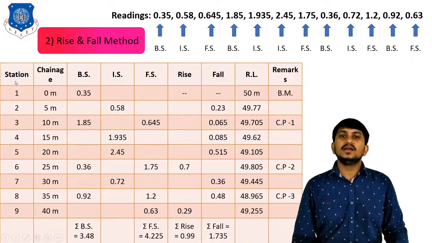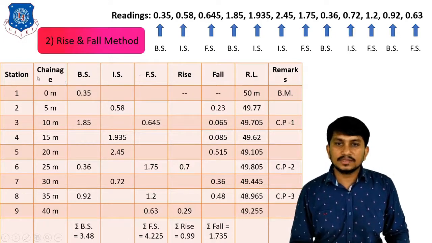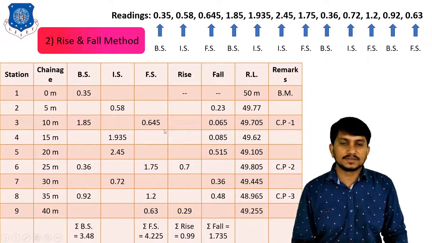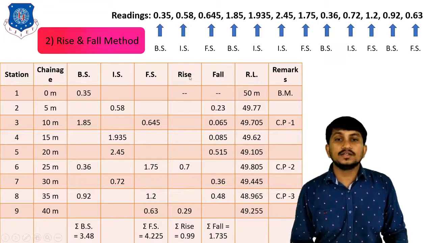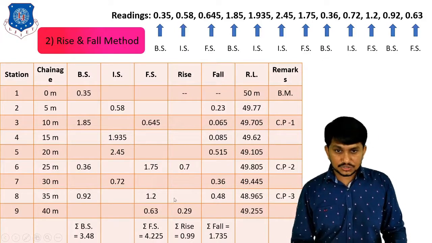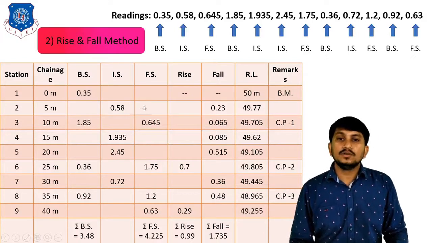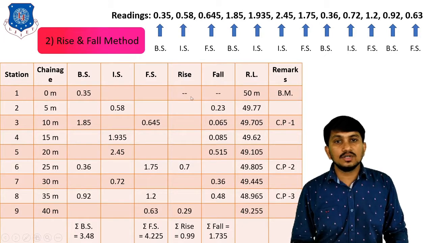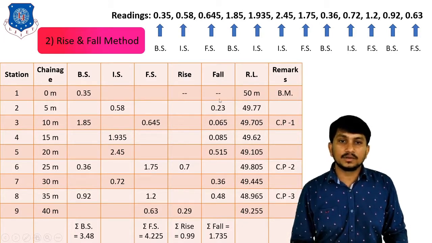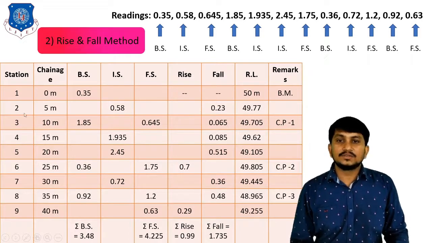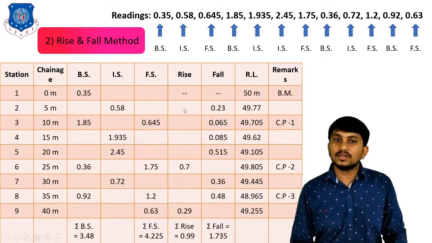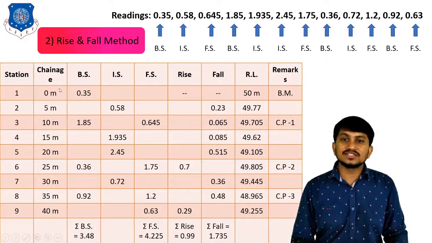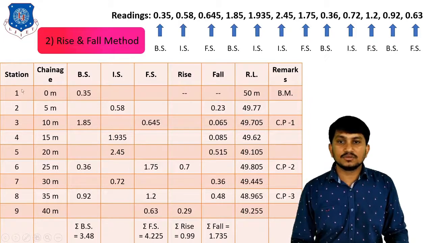So we can easily write the values in the first 5 columns: station, chainage, BS, IS and FS. After that, we have to calculate rise or fall for each station. In the first station there is no preceding station, so we cannot calculate rise and fall, so there is a dashed line. Then in the second station we can calculate rise or fall by comparing the reading with the preceding staff reading, which is at station number 1.